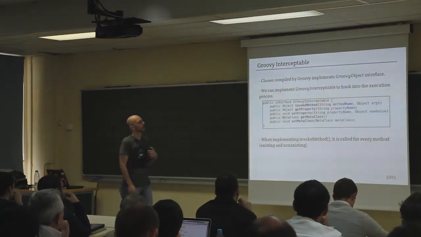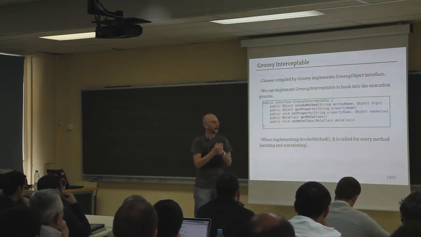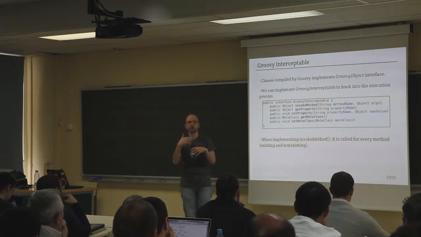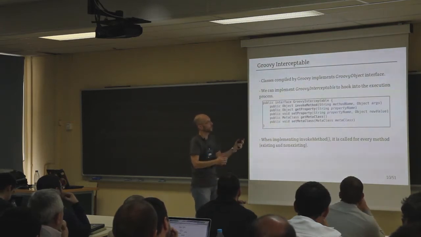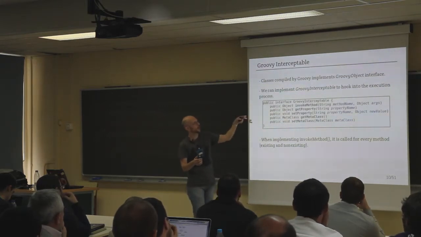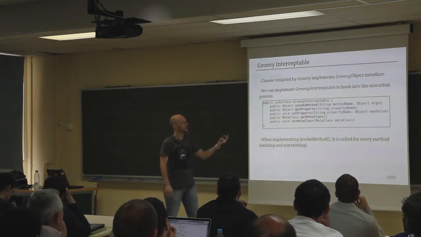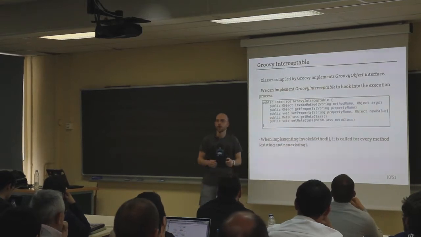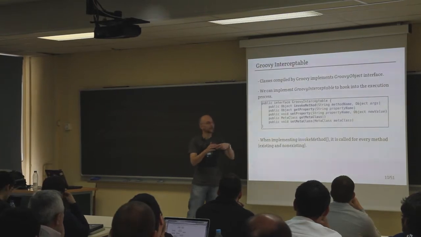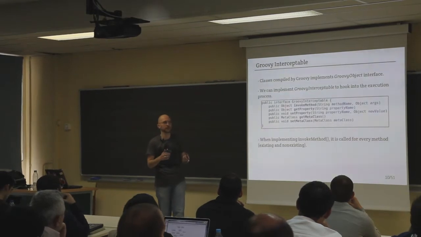When Groovy compiles code, all classes implement the GroovyObject interface, and we can implement the GroovyInterceptable interface in our classes to hook into the execution. We have methods that will be called when a method is invoked, when we get or set a property, or when we change or get the metaclass. For example, if we implement invokeMethod, all calls to this class are going to pass through this method, even if that method does not exist.